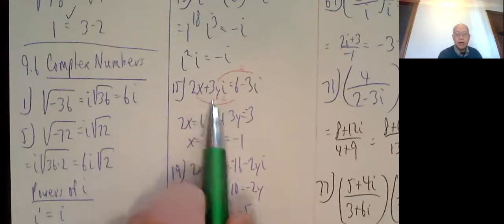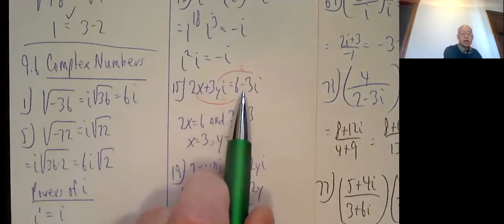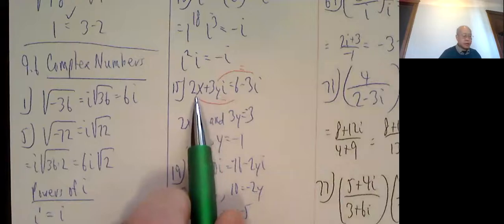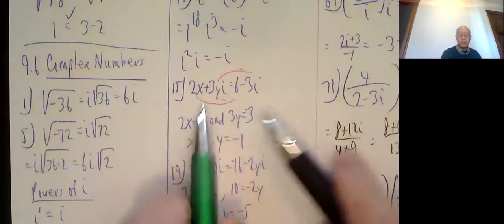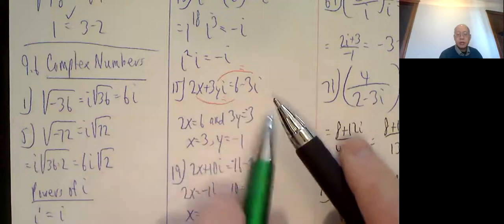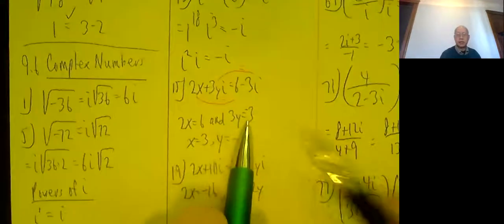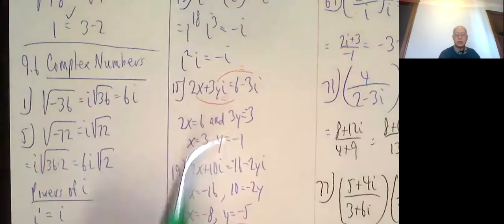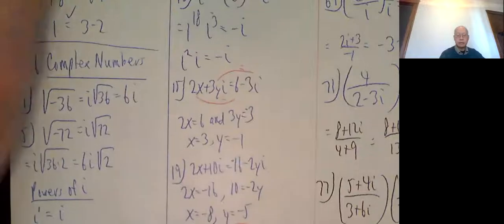15, 2x plus 3yi equals 6 minus 3i. I just equate the real part. The real has to equal the real. 2x has to equal 6. The imaginary has to match the imaginary. 3yi equals negative 3i. So that means 3y has to equal negative 3. So that means x is equal to 3 and y is equal to negative 1.